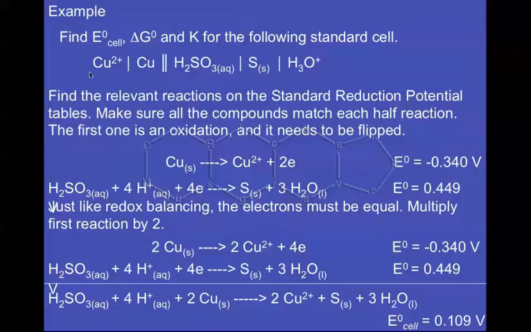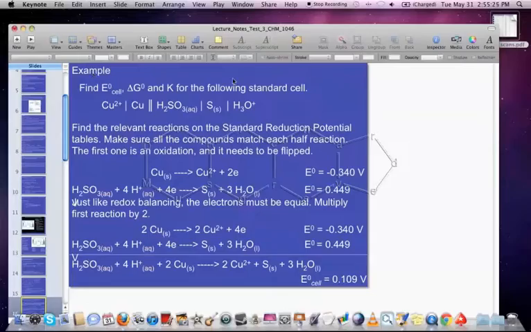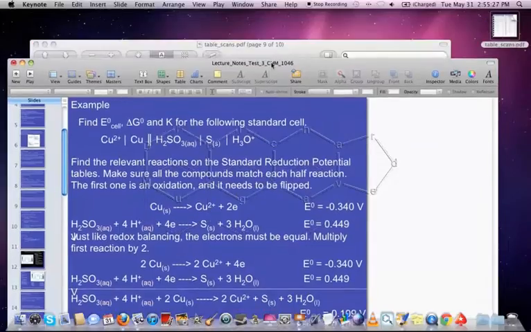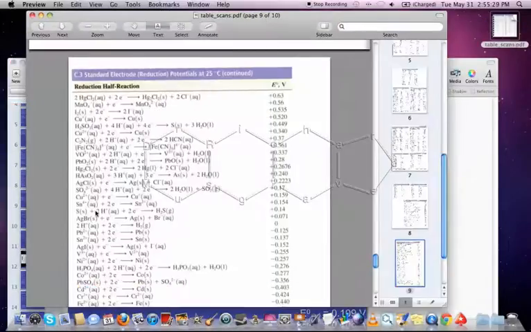So I'm going to hunt down the reaction that involves copper 2 plus and copper. I'm going to, of course, find that on my reduction potential table. And let's see if we can find it. We've got copper 2 plus and 2 electrons. There we go. Copper 2 plus, 2 electrons, and copper. That's the one we want. Positive 0.340 volts. This is for the reduction.